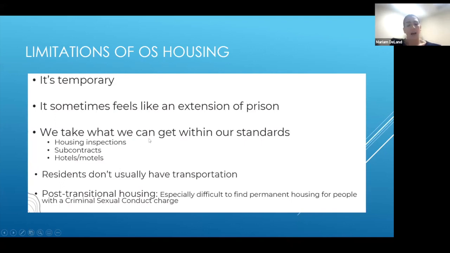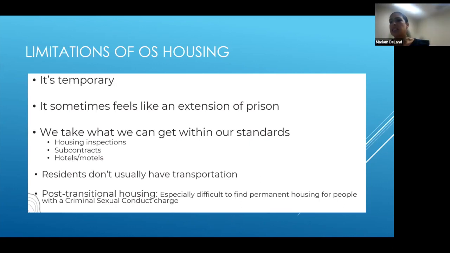However, housing is limited, and this can be a difficult population to find housing for. And just to be clear, we are talking about anybody who's on parole, not just people with a CSC, but I'm in this conversation giving a particular emphasis to people with a CSC conviction.